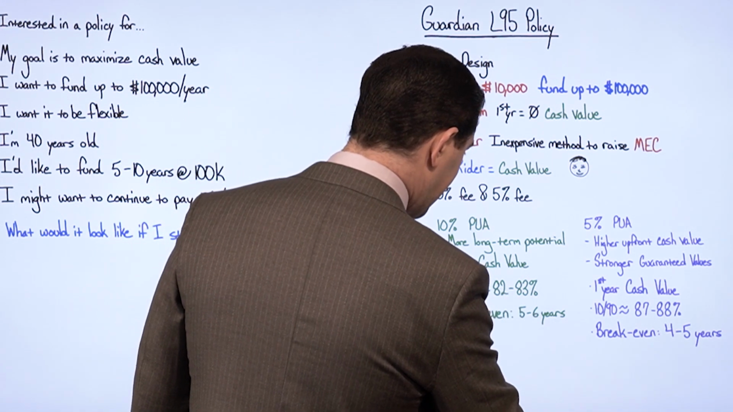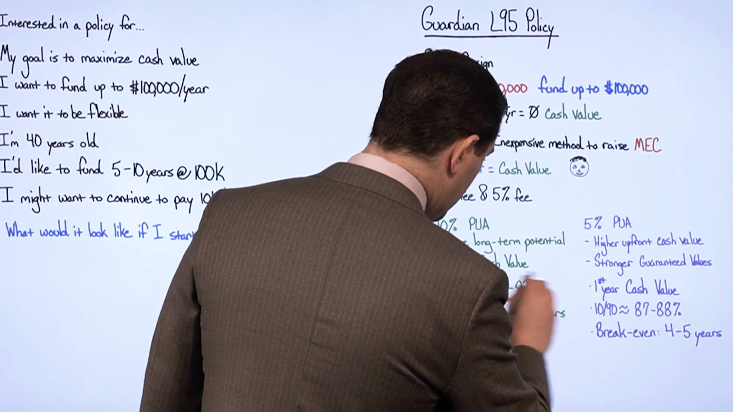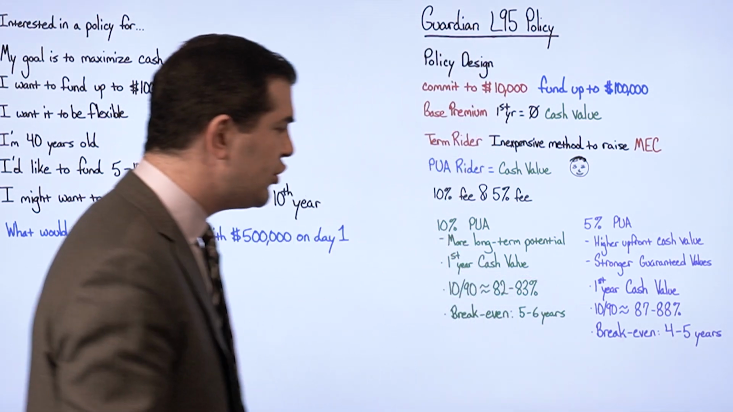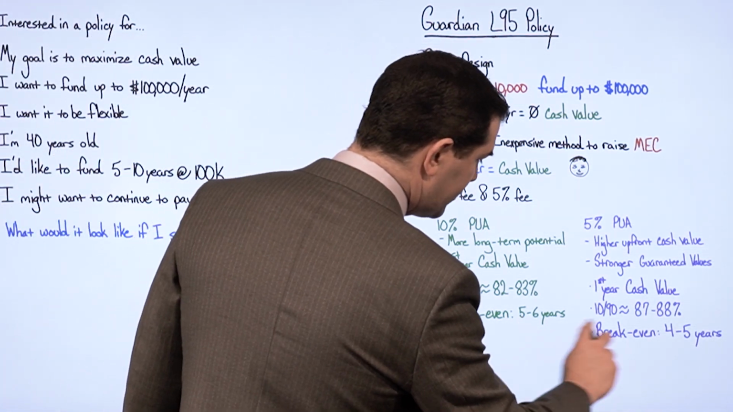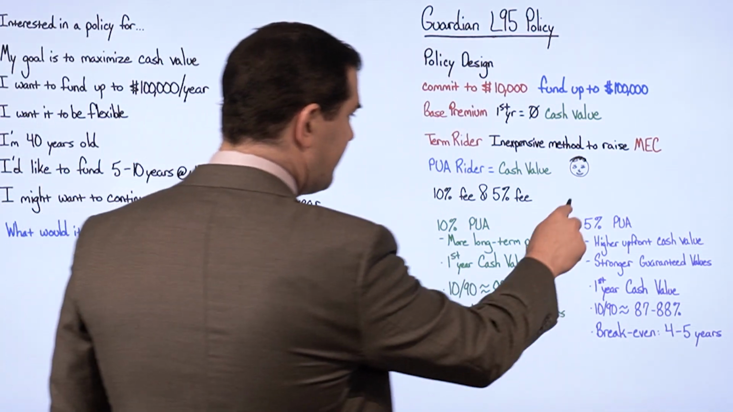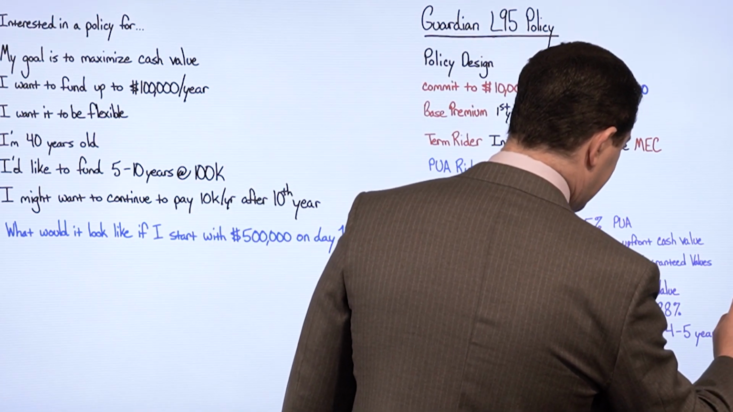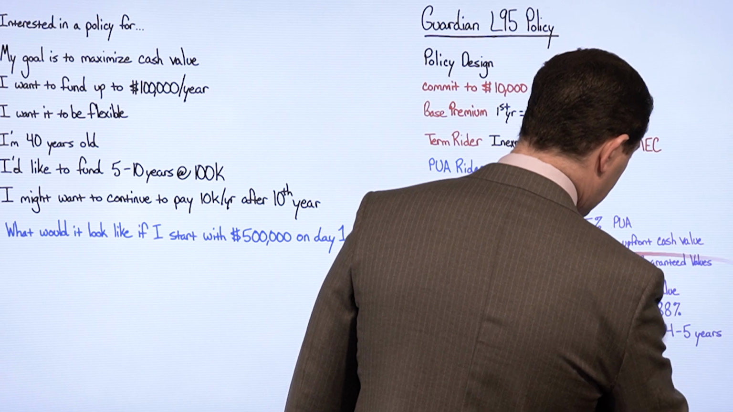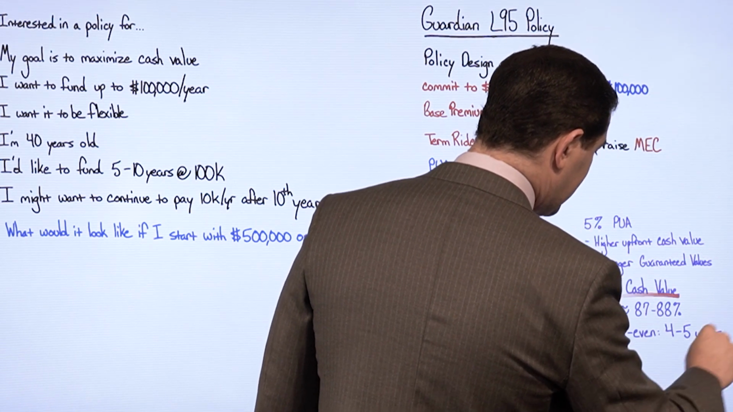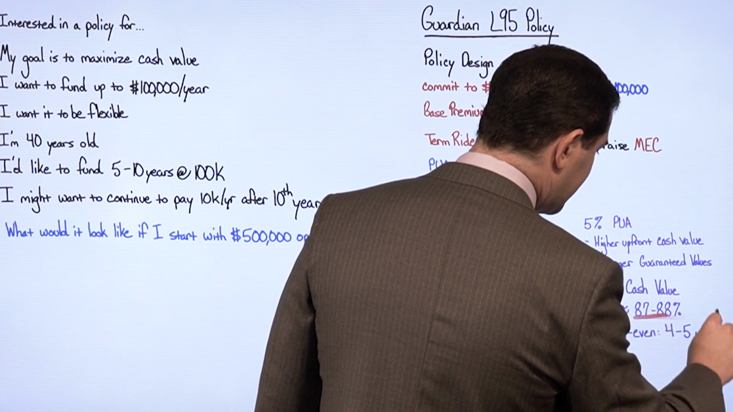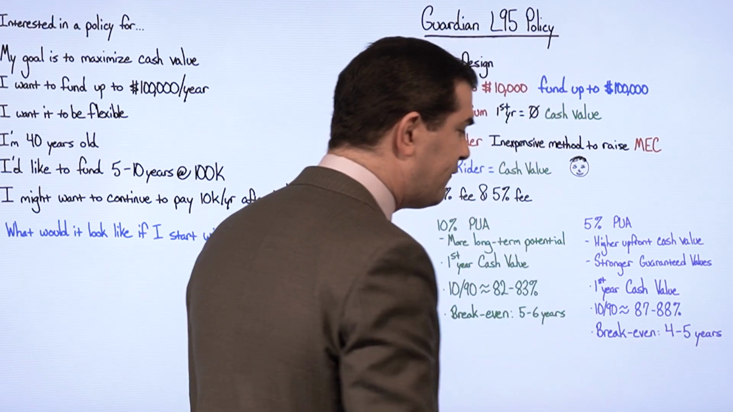The first year cash value, if the policy is designed for maximum cash value, will typically be somewhere between 82 and 83%. The break-even point will often fall between 5 and 6 years. The 5% PUA fee, however, will provide stronger upfront cash value. It will provide stronger guaranteed values. That's a big selling point for a lot of people. The first year cash value, on average, falls between 87 and 88%, with a break-even between 4 and 5 years in many cases.